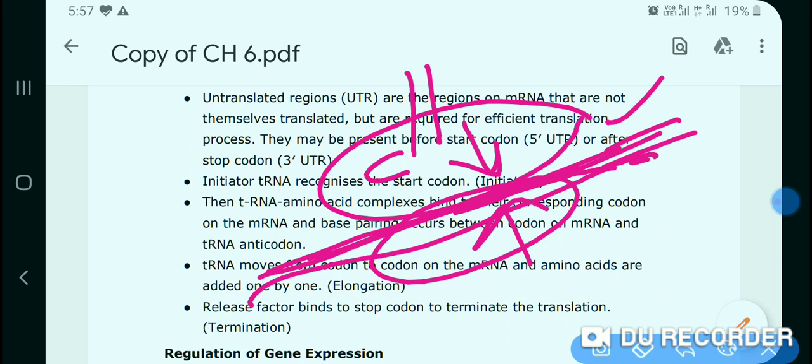Hope you have understood about the structure of transfer RNA and mechanism of translation.